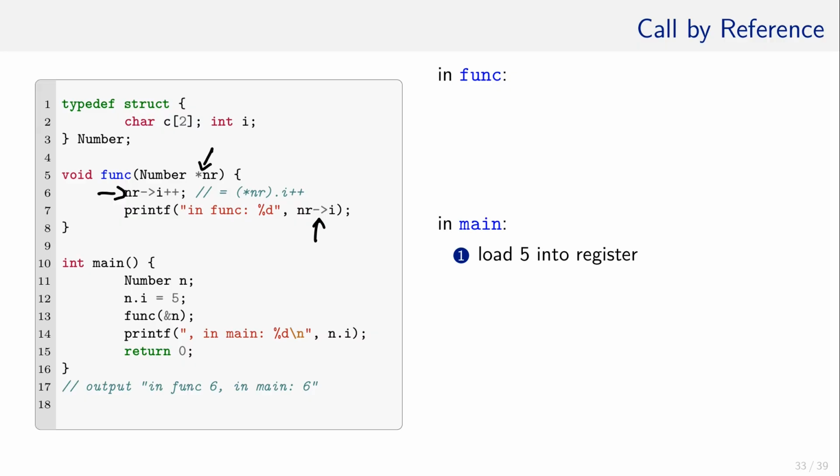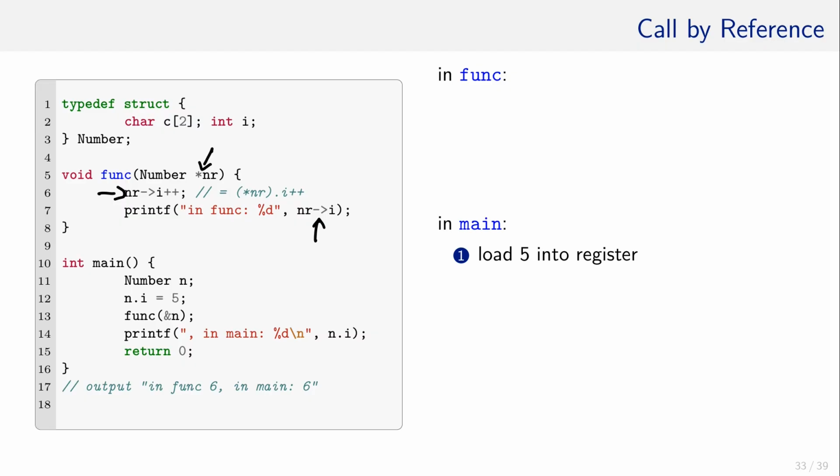To increment the integer, we first need to have a look which memory address NR points at. Dereference it to get the value of the memory address, which is a struct. Then we require access to the integer. Instead of the arrow, we could have dereferenced NR using the star and then the dot operator, as in the previous call by value example. The arrow is an elegant short form to implement the same.